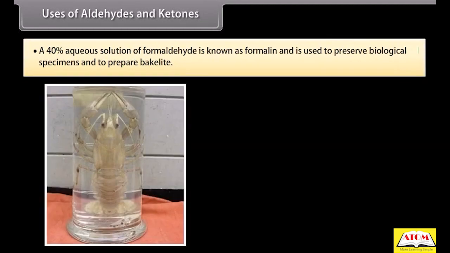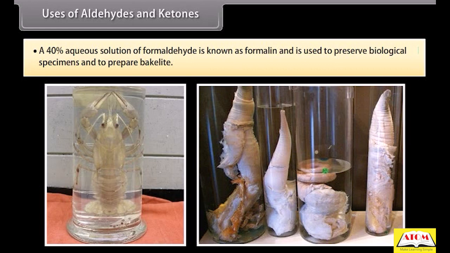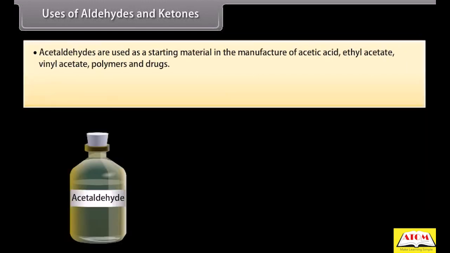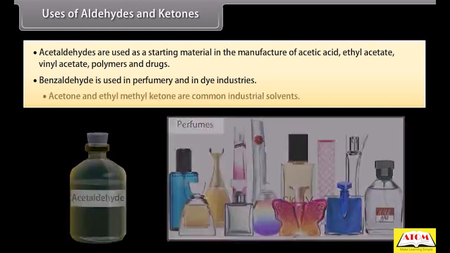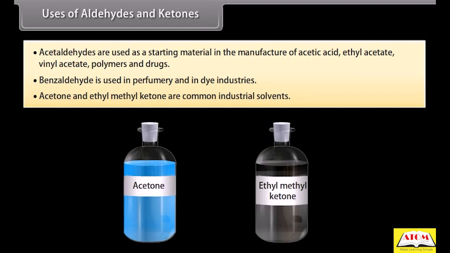Uses of aldehydes and ketones. A 40% aqueous solution of formaldehyde is known as formalin and is used to preserve biological specimens and to prepare bakelite. Acetaldehyde is used as a starting material in the manufacture of acetic acid, ethyl acetate, vinyl acetate, polymers, and drugs. Benzaldehyde is used in perfumery and in dye industries. Acetone and ethyl methyl ketone are common industrial solvents.